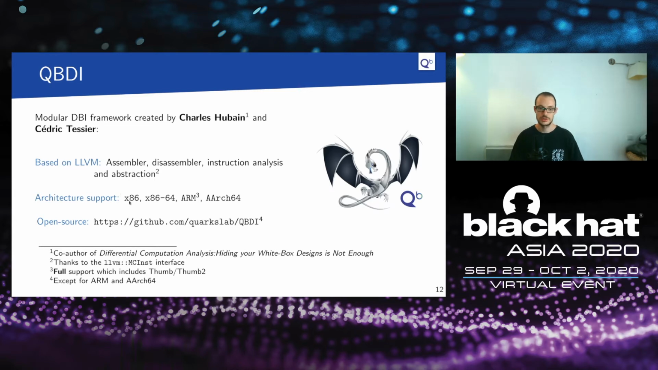The public version supports x86 and x86-64. In the private branch, we have ARM and ARM64 support. You may also find some pieces of code about ARM support in the public branch, so it works quite well for non-thumb instructions, but for thumb and thumb2 it can be tricky. Also, the project is available on GitHub, so feel free to check it if you are interested.